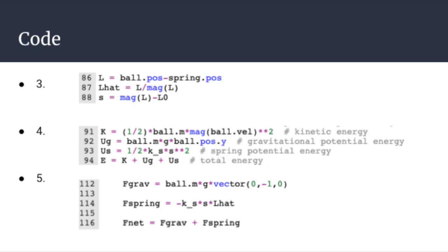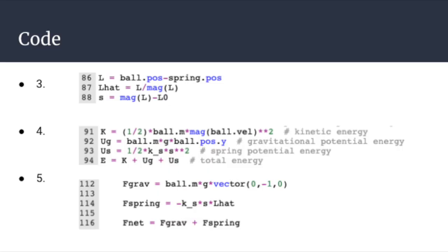Now that these spring-related equations have been set, it is time to move on to the energy of the system as a whole. First, I set each type of energy equal to their respective equations. Kinetic is 1/2 mass times magnitude of velocity squared, gravitational potential energy is mass times gravity times y displacement, and spring potential energy is 1/2 times spring constant times s squared. I then set total energy equal to all the energies added up.